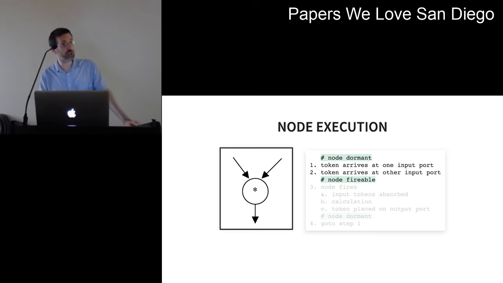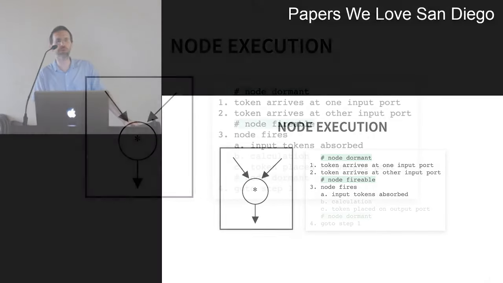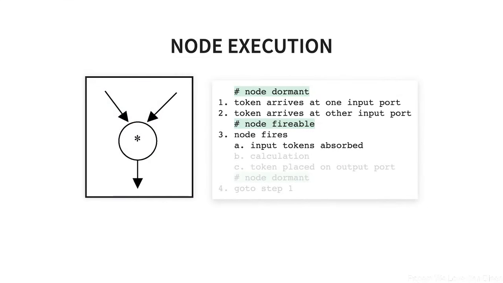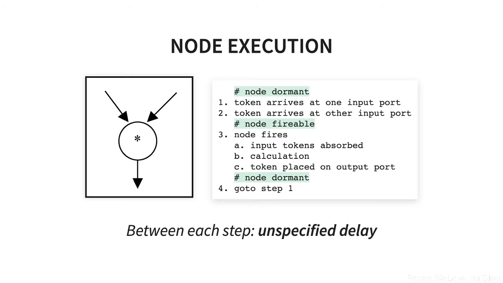After some unspecified amount of time, the node fires, which involves a few steps. First, the node absorbs the tokens from its input ports. Then it performs its defined calculation or computation. It takes the output of that computation and places it on the output port. At this point, it has ceased firing and has returned to the state of waiting to become fireable once more. Crucially, an indefinite amount of time elapses between each step in this playlist, according to Dataflow theory.